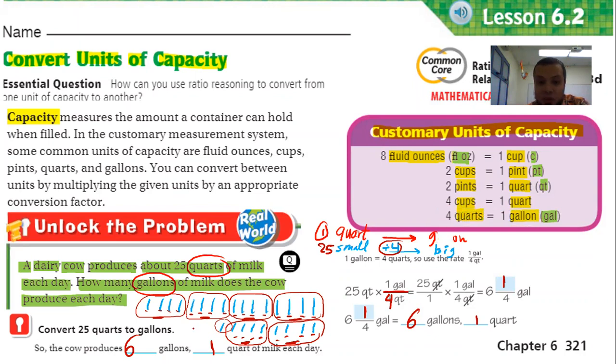Right now, I asked you how many gallons, how many groups of 4 here. Look, 1, 2, 3, 4, 5, 6. 6 gallons. And the remainder is 1 quart. Is it difficult? No, it's easy. Okay. No, teacher, now I understand.